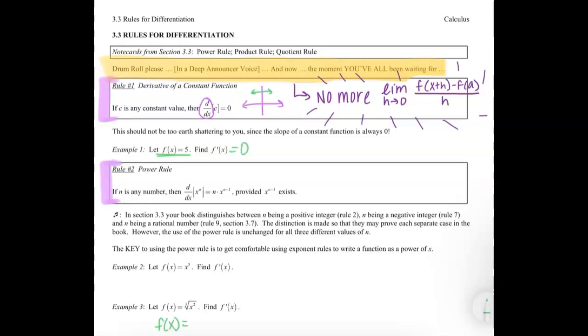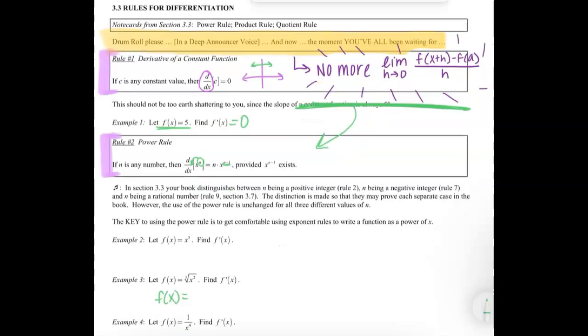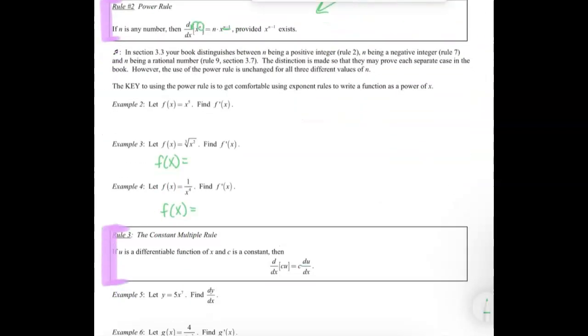Rule number 2 is called the power rule. If you have a base to an exponent, you drop that exponent in front of it, and then you subtract 1 from the power. So if we were to do the definition here, it would just be this rule. So in example 2, if we wanted to find f prime of x, we would drop that 5 in front, and then subtract 1. So f prime of x is 5x to the 4th.